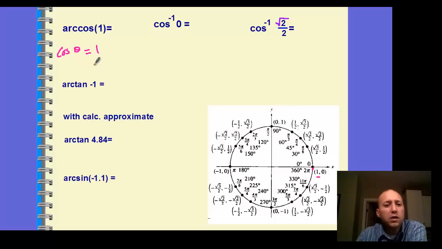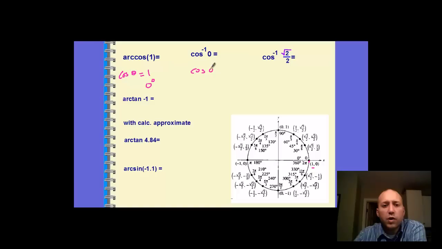That's our x value, so it'd be 0 degrees, or we should not say 360 because again cosine is only the first and the second quadrant. Inverse cosine 0, so cosine of what angle is 0, so where's our x value? 0 up here at 90, pi halves. Inverse cosine square root 2 over 2, so right here at pi fourths or 45 degrees.